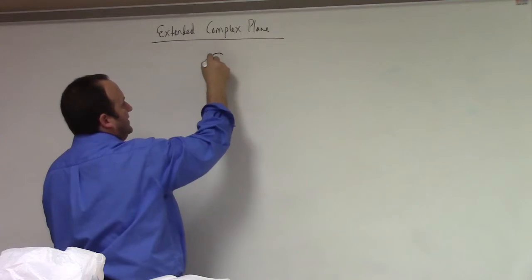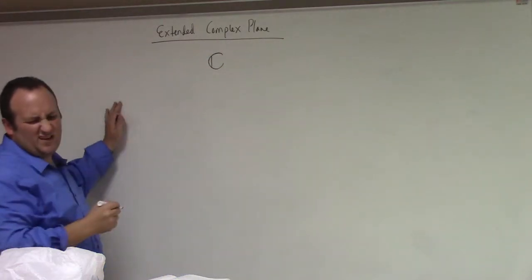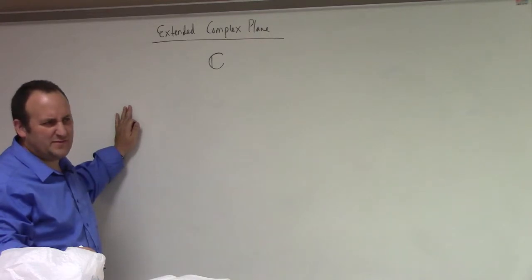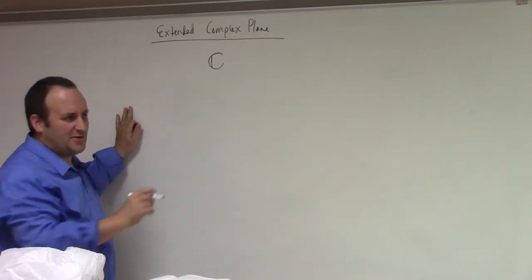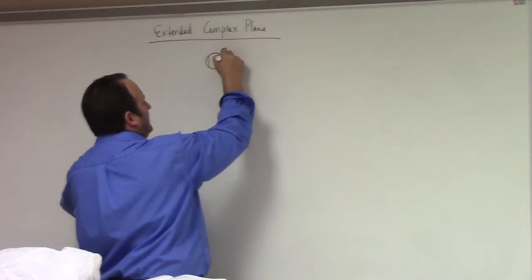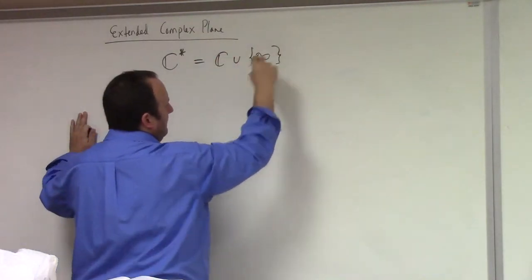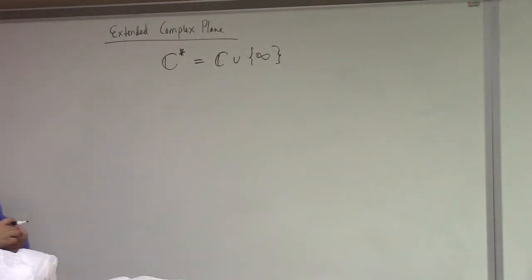So we take C, and what was my symbol for this? Have you read enough of my notes to remember what my symbol is for it? C star? Okay, that seems right. C star is C unioned infinity. So what we do is we tack on an additional point to the complex plane, which we think of as infinity.